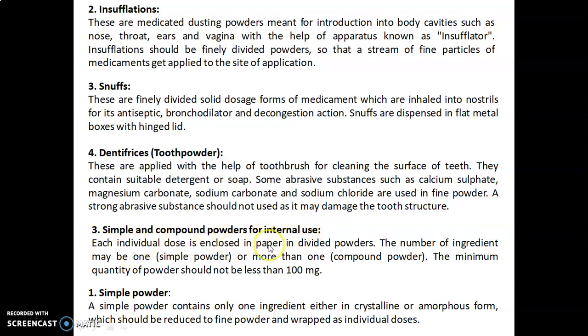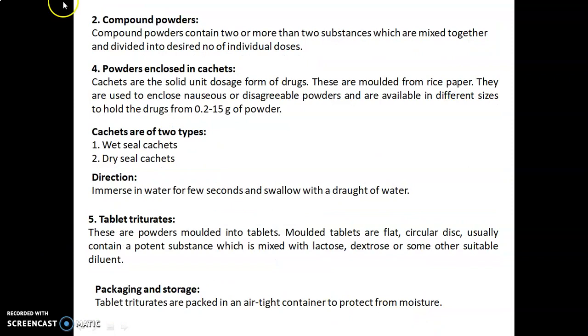Each individual dose is enclosed in paper. In the divided powders, the number of ingredients may be one, a simple powder, or more than one, that is a compound powder. The minimum quantity of powder should not be less than 100 milligram. Simple powder: a simple powder contains only one ingredient either in a crystalline or amorphous form, which should be reduced to fine powder and wrapped as individual doses. Compound powders contain two or more substances which are mixed together and divided into the desired number of individual doses.